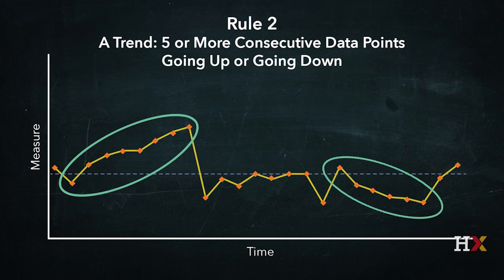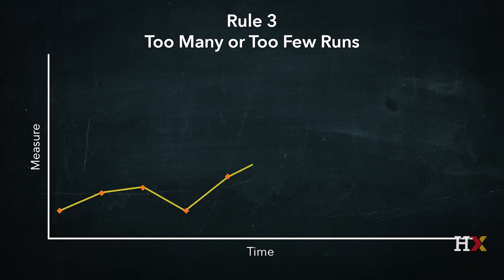Now, there's one thing, like when we were talking about rule number 1, you want to take into consideration. If 2 data points are the same, they fall on the same number, the same line, we just count those as 1. We don't let that interrupt our trend, and we don't count both dots. But if we have 1, 2, 3, 3, 4, 5, that counts as a trend. It doesn't interrupt it.